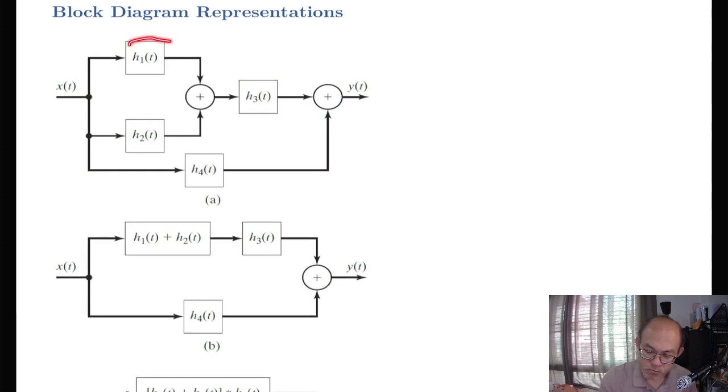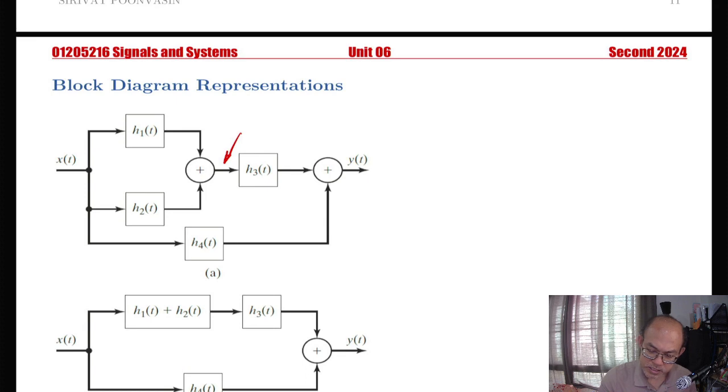Now we can simplify these two, okay, because we know from the distributive property, if we add the results from h of 1 and h of 2 together, whatever the result is, it would be the same as adding h of 1 and h of 2 together and applying that to the input. So here, this would be x of t convolved with h1 plus h of t.